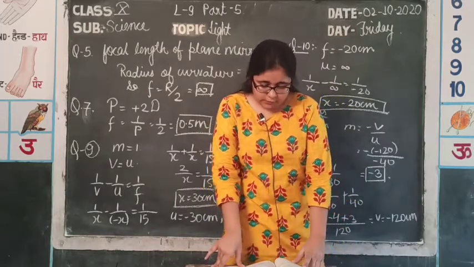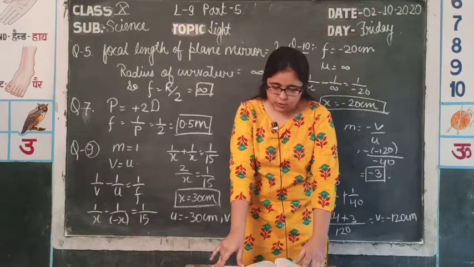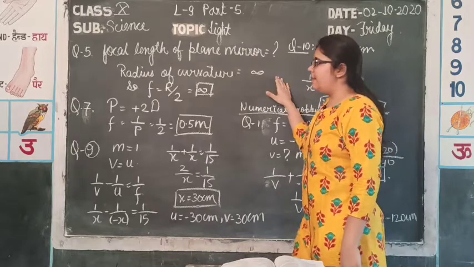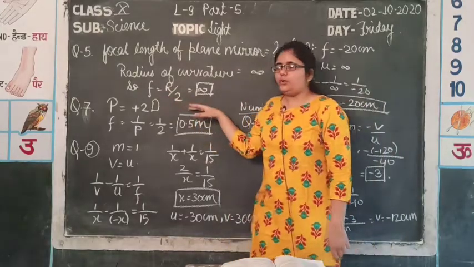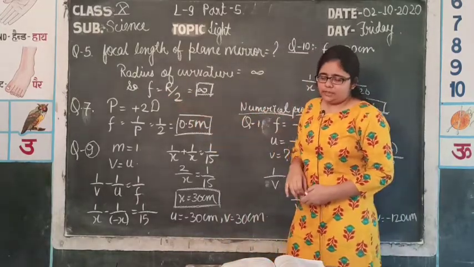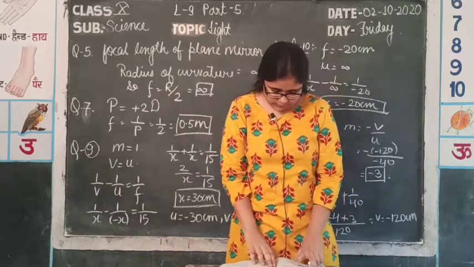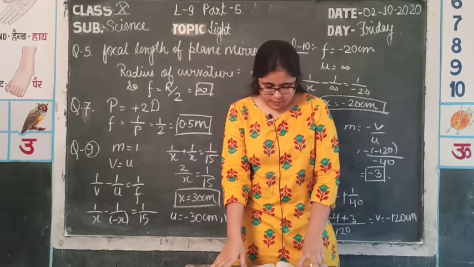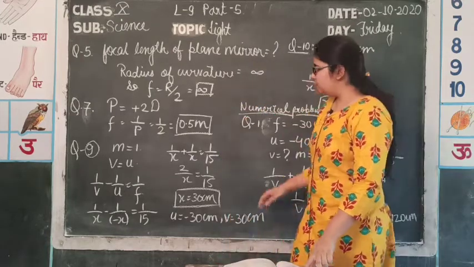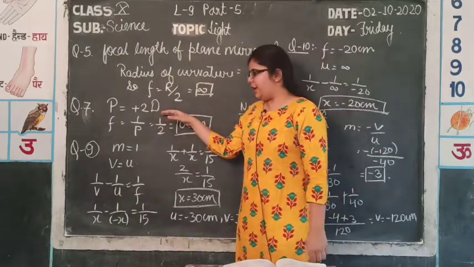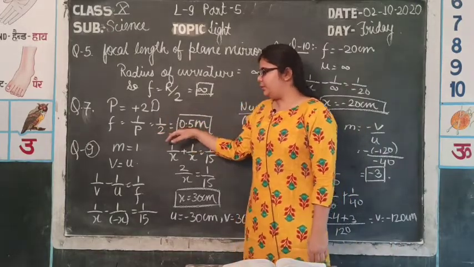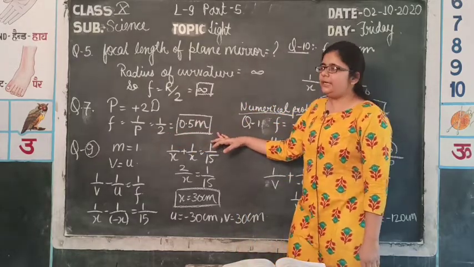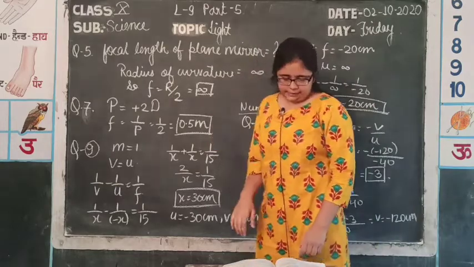Fifth question is, the focal length of a plane mirror is. As you know, the radius of curvature of a plane surface is infinite and focal length is R by 2. So, the focal length of a plane mirror is also infinite. Question number 7. The power of a lens is plus 2 diopter. What will be its focal length? Focal length is 1 by power, that is 1 by 2. So, the answer will be 0.5 in meter, and in centimeter it will be 50 centimeter.